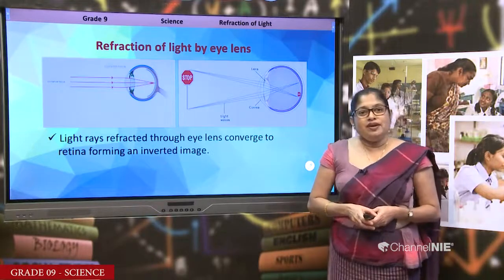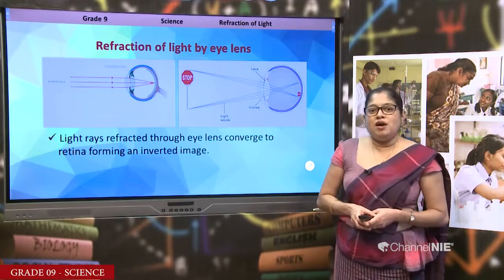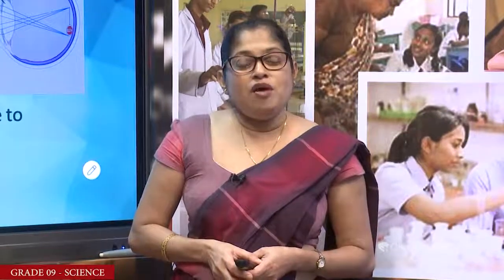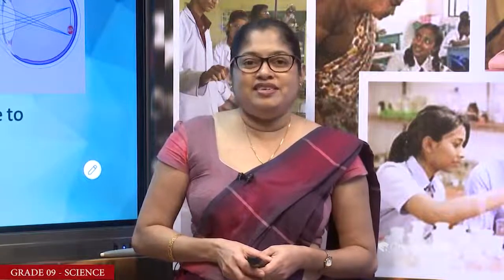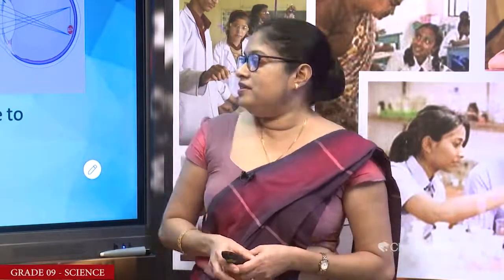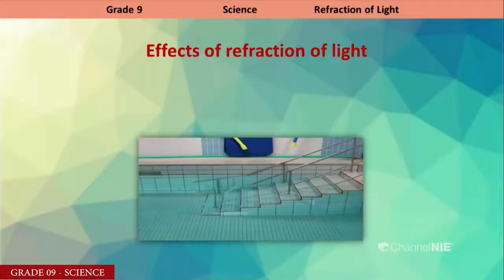Remember in my previous lesson I taught you that to see the things around us, reflection of light is important. Now you know not only reflection, refraction of light is also important to see the things around us. Next we will look at some day-to-day instances where refraction of light is used.